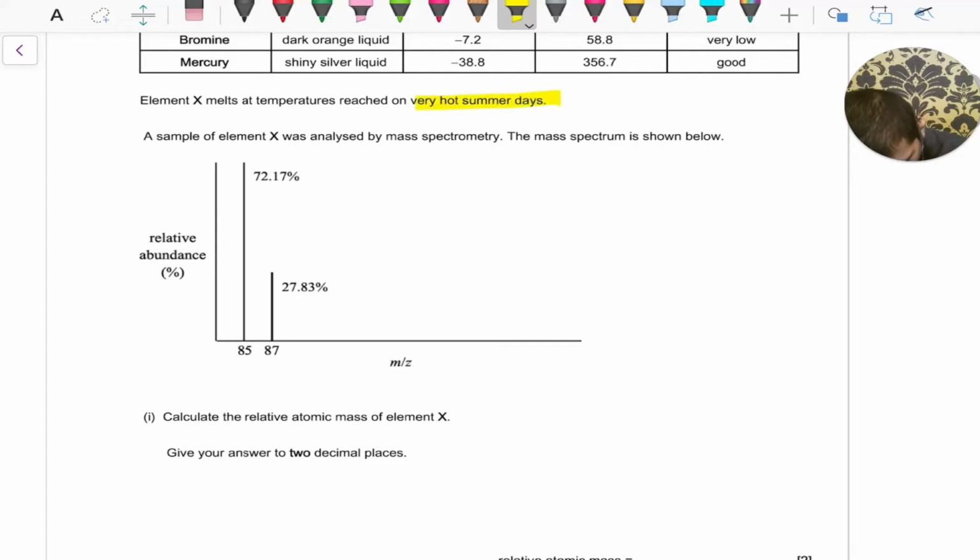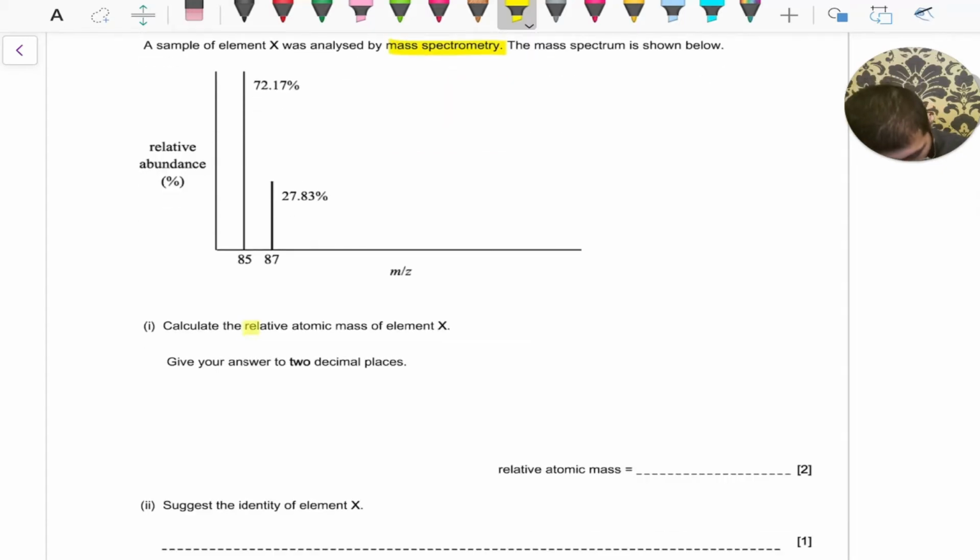Okay, so let's just highlight that because we're talking about element X. A sample of element X was analyzed by mass spec, and the mass spectrum is shown below. Calculate the relative atomic mass of element X. Give your answer to 2 decimal places. So we're doing the same thing as what we did in the previous question. We're working out the relative atomic mass, so we have to use the equation AR is equal to the percentage of isotope 1 multiplied by the mass number of isotope 1 plus, do the same for isotope 2 and 3 or 4, whatever, divided by 100.